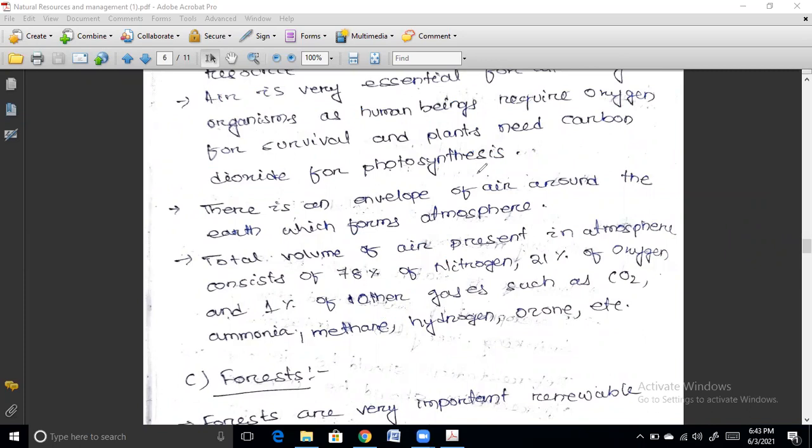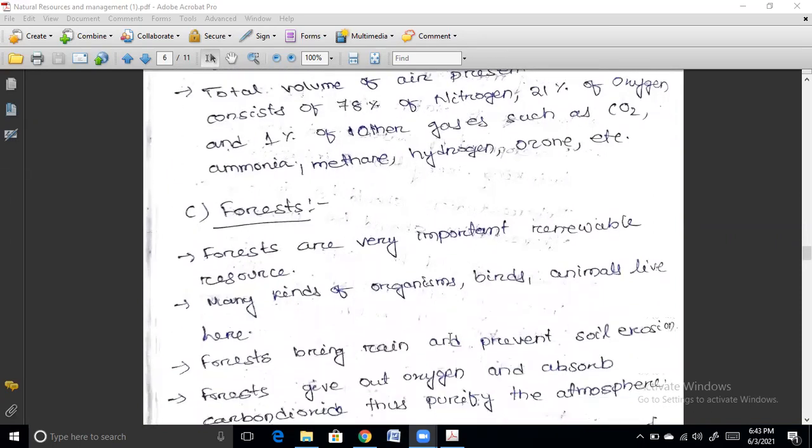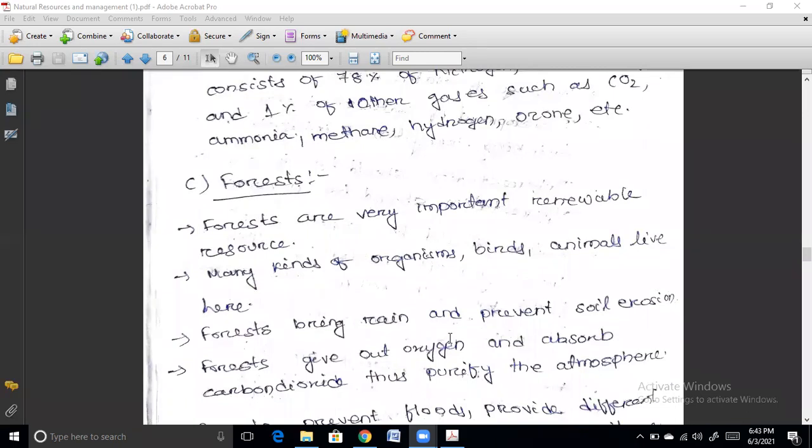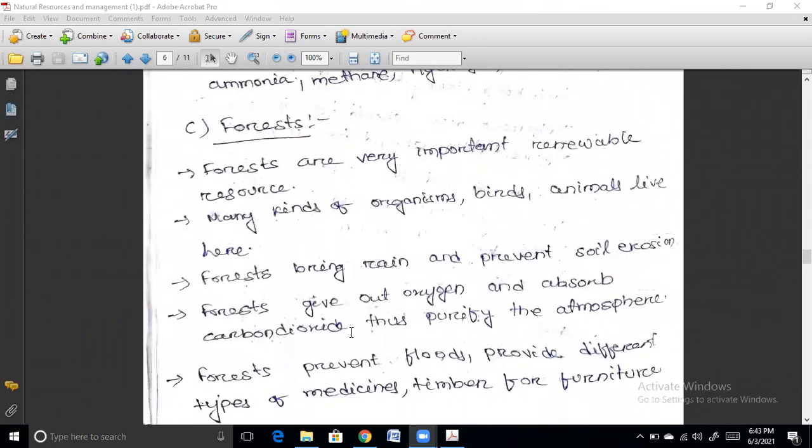Okay, so out of that 78%, that is the most important, the most available gas, that is your nitrogen. Okay, then ammonia is present, carbon dioxide is present, methane is present, hydrogen is present, ozone, etc. These are present in the atmosphere. Okay, so this is our air as a natural resource. Then let's see the forest as natural resource.